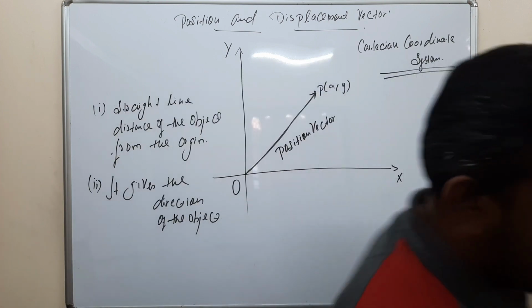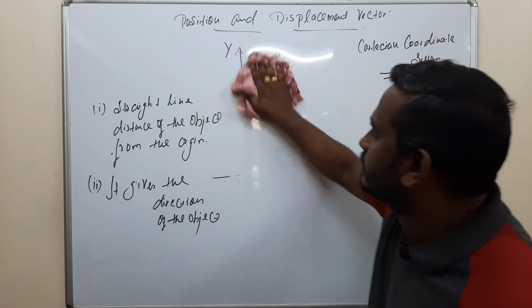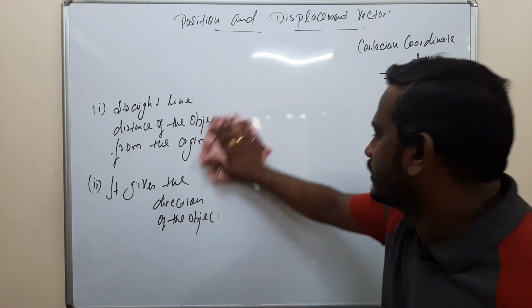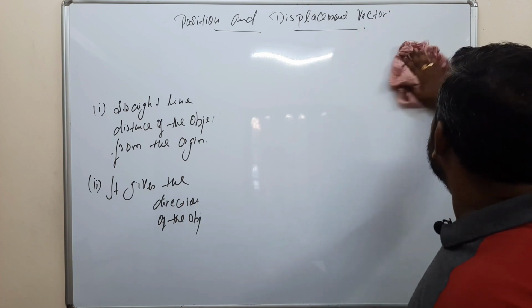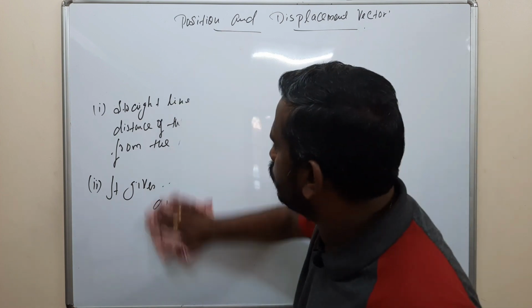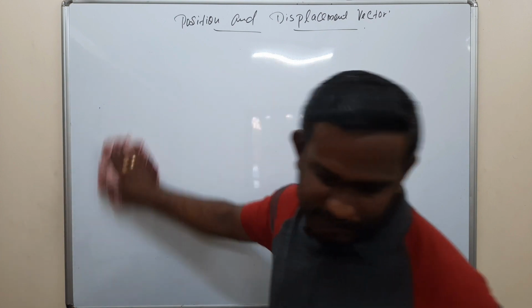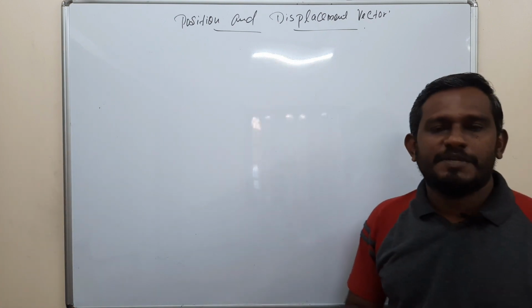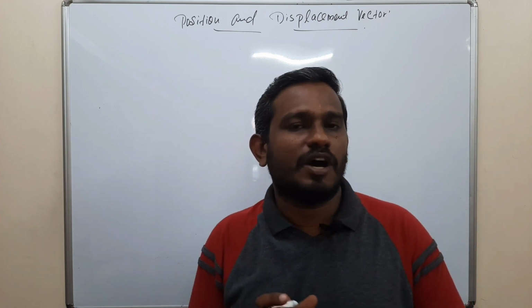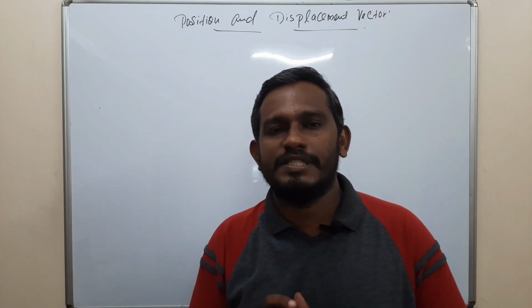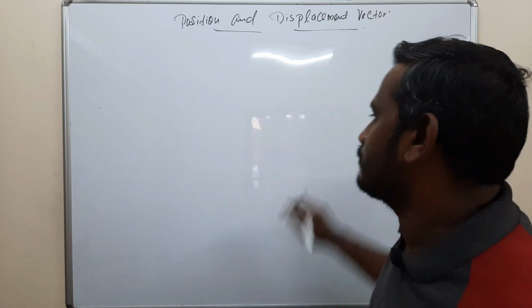Then what is the displacement vector? In a Cartesian coordinate system, the displacement vector gives the distance and the direction in which the object has moved in a certain time interval. That is called the displacement vector.